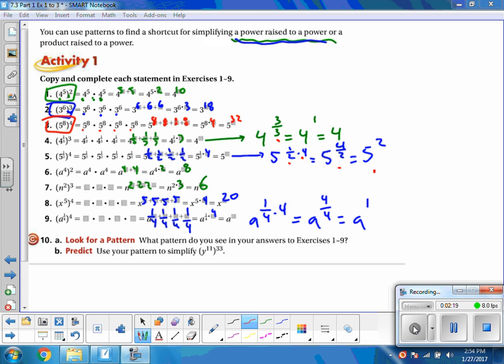So it looks like a rule that we can see here: when you raise a power to a power, m to the n power to the z power means I can take my n and my z and multiply my powers together.